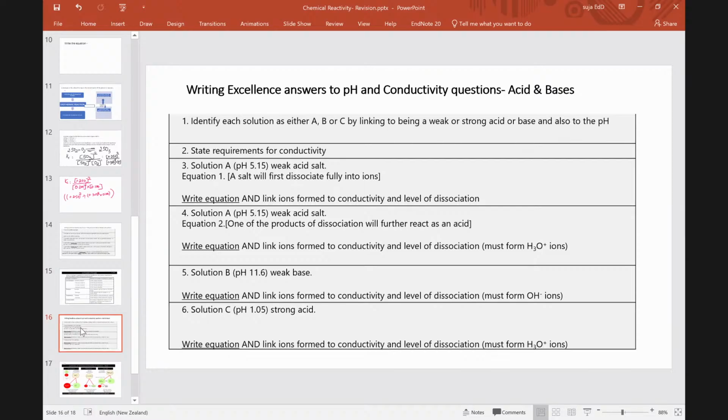Now coming to the pH and conductivity questions. Now, pH you have learned last year. What is a pH and how is it related to your acids and bases? We know that the lower the pH, the stronger the acid; the higher the pH, it is a base. Now you need to know the difference between an acid and a base.